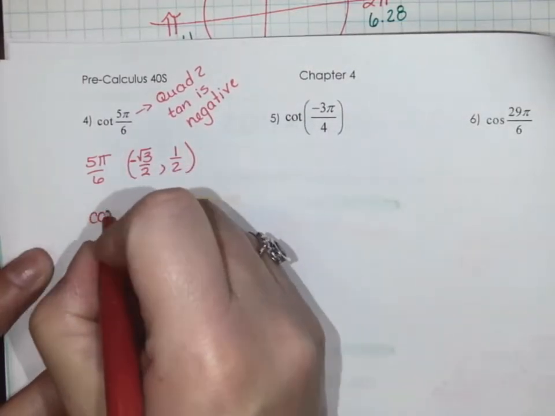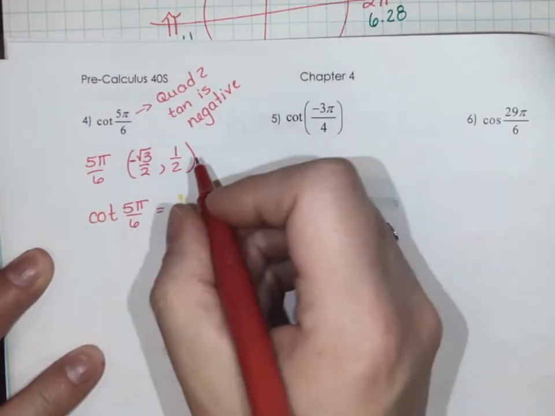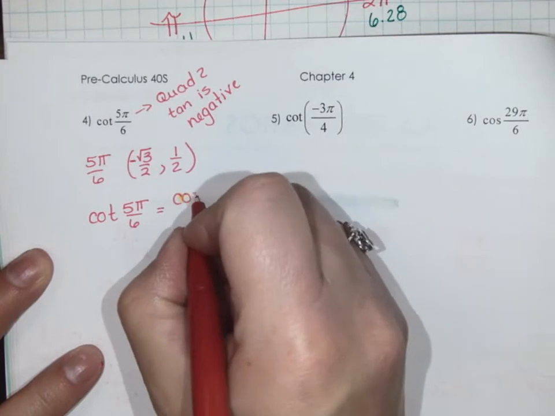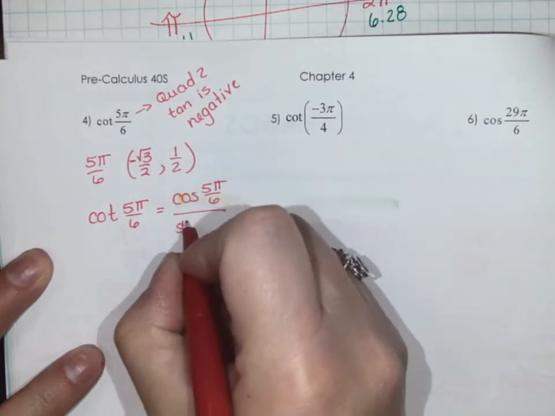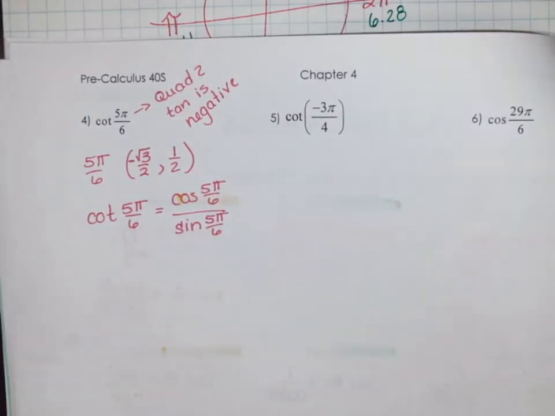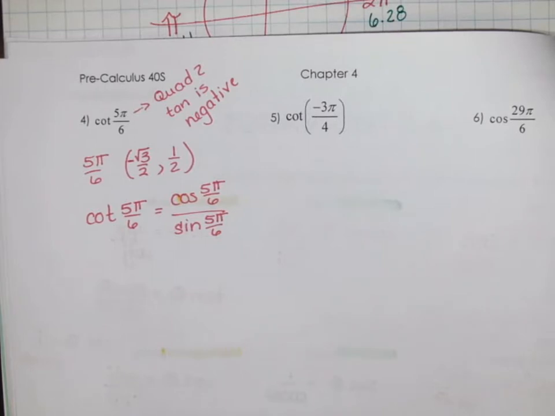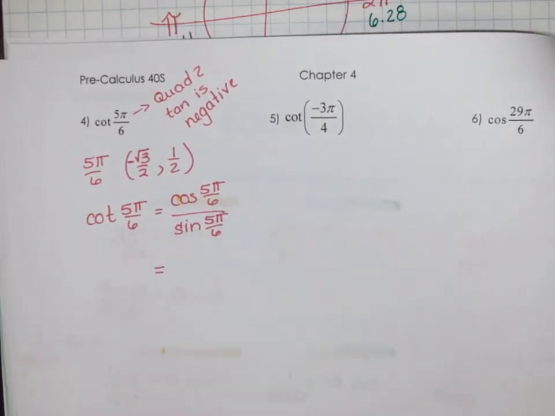this formula. Cotan of 5 pi over 6 is equivalent to cosine of 5 pi over 6 divided by sine of 5 pi over 6. That's just a really fancy way of saying minus square root of 3 over 2 divided by a half, right? You don't need the formula, but that's the easiest way for me to do it, and if I don't show all my steps, I get in trouble.